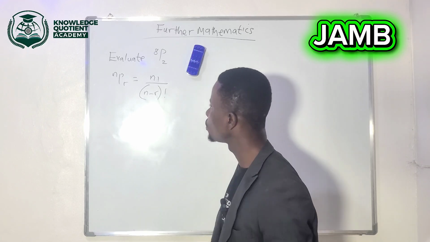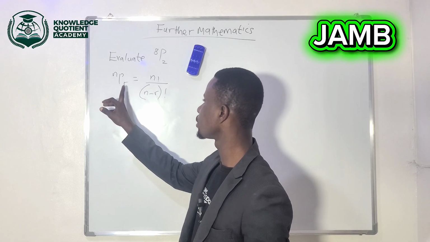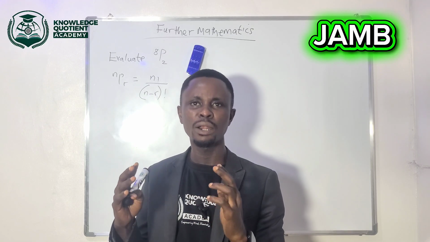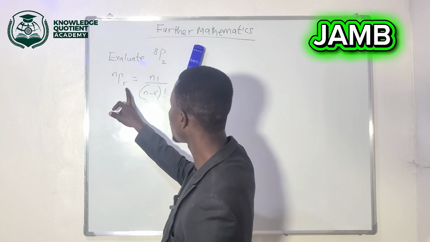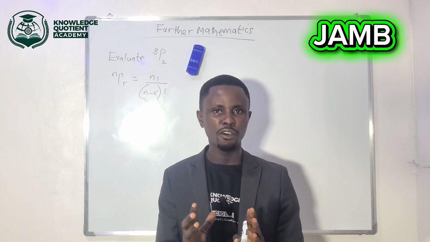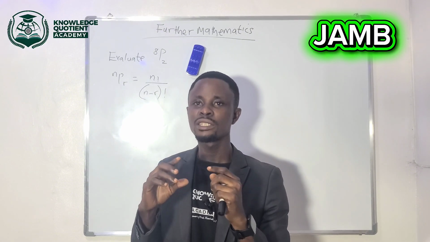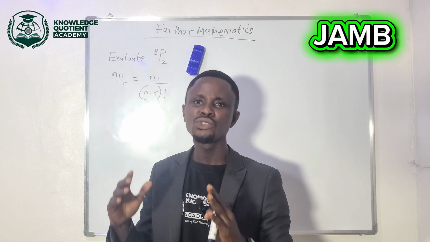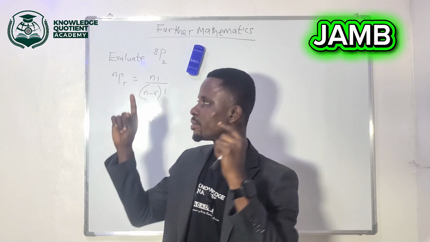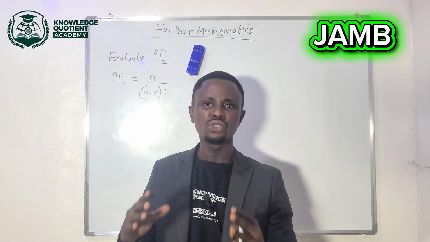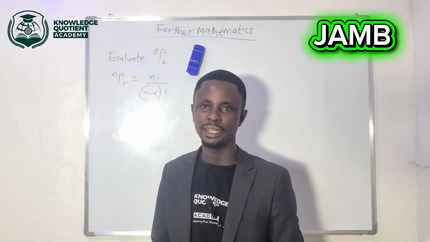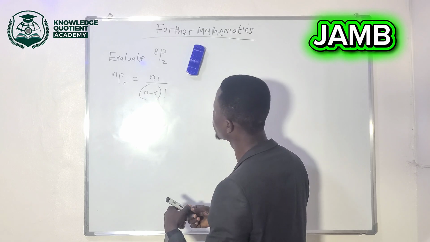Now another thing we also need to look at, we said n permutation r. So what is n? N is basically the total number of objects available, while r is how you want to arrange it. So 8 permutation 2 basically means how do you want to arrange 2 students out of the total number of 8 students in a class? That's what this question is talking about. So now let's quickly solve this.